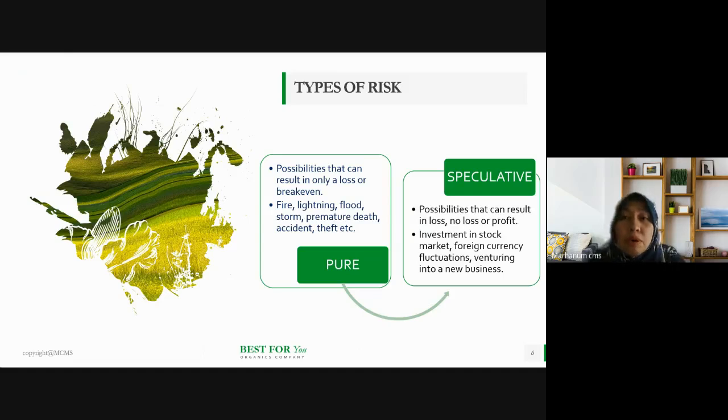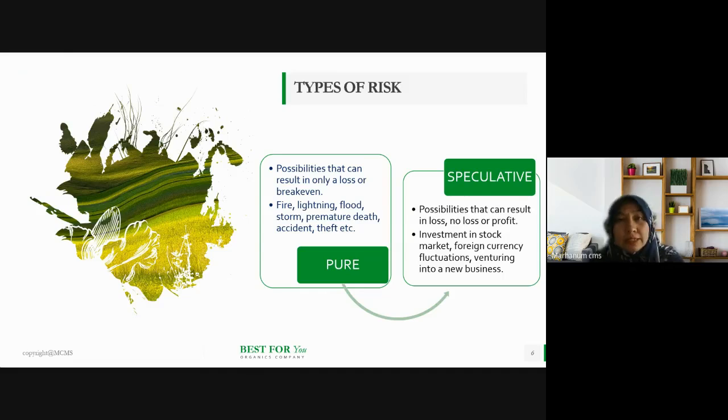So pure risk is original risk. It happens without our planning. It comes to our life. We don't even think or plan about it. So it is purely coming. When it happens without our planning, without our preparations, the result will be loss. We will incur loss, or we do not incur loss. For sure, we will not profit because we never plan to have that kind of risk, like a fire, lightning, flood, storm, premature death, normal death, accident, theft.